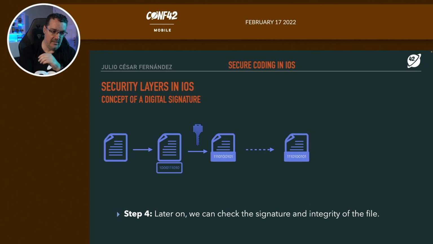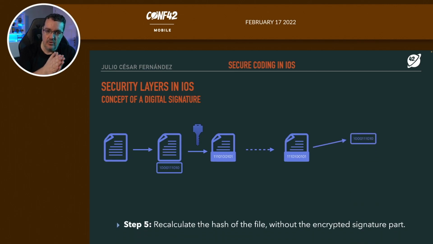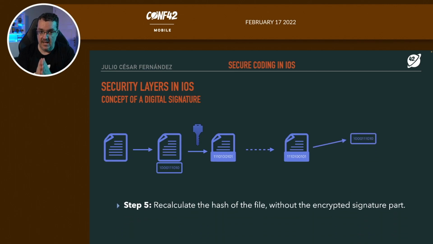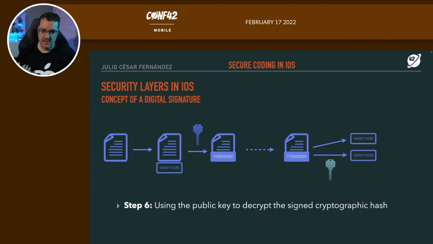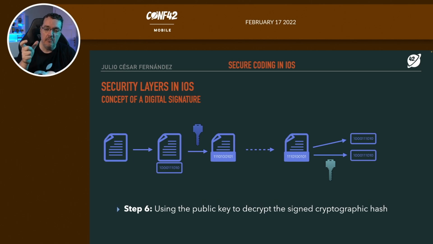Well, the next step is to calculate the cryptographic hash without the encrypted signature part. We are going to recalculate the cryptographic hash because we need to know what this hash is for the file. And then we use the public key to decrypt the signed cryptographic hash. When we have the cryptographic hash and the decrypted cryptographic hash from the digital signature, we are going to compare.